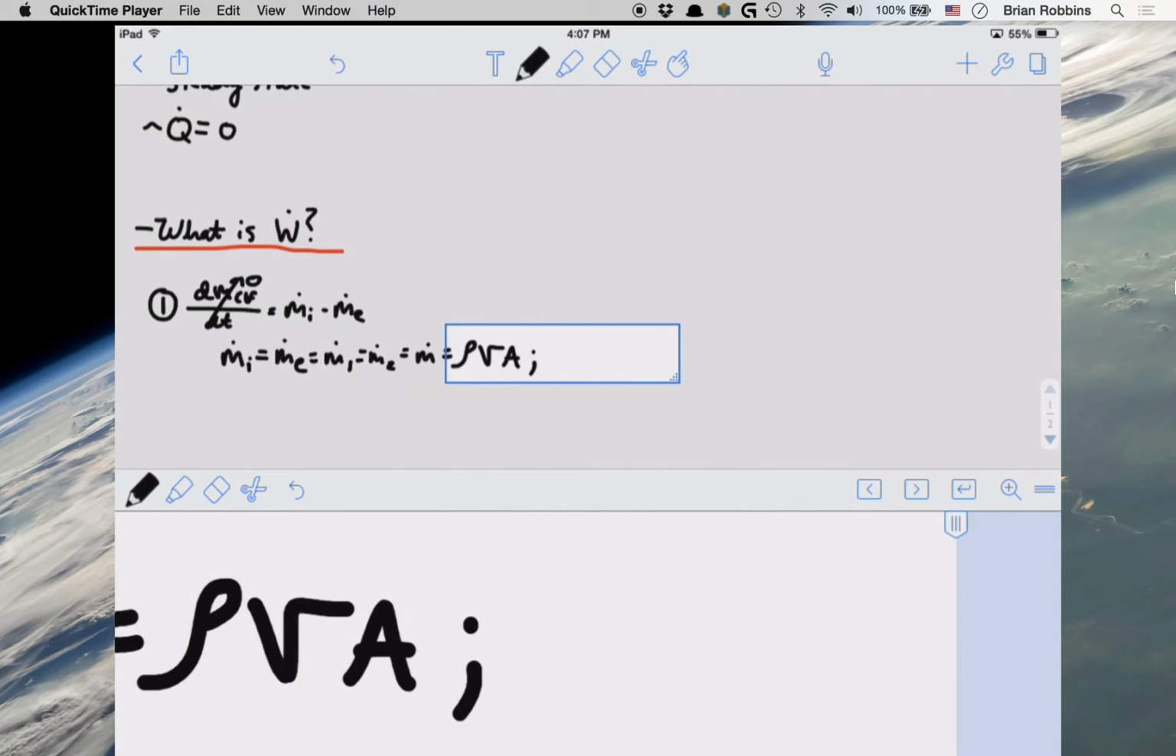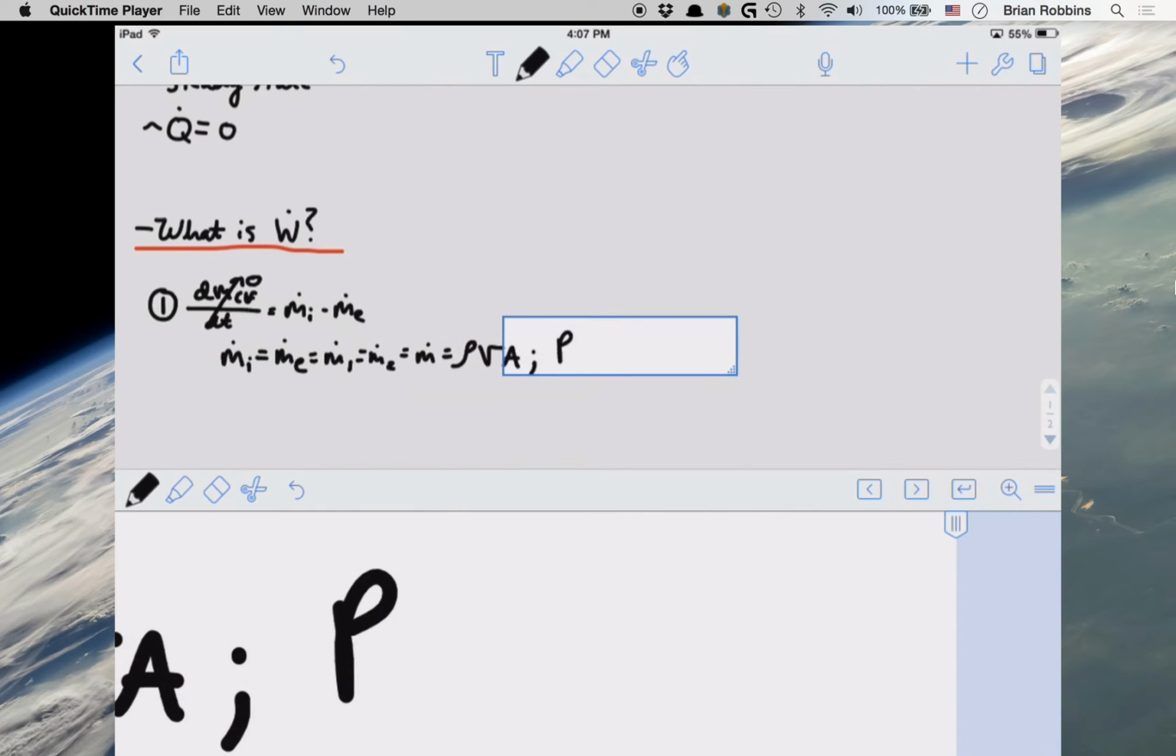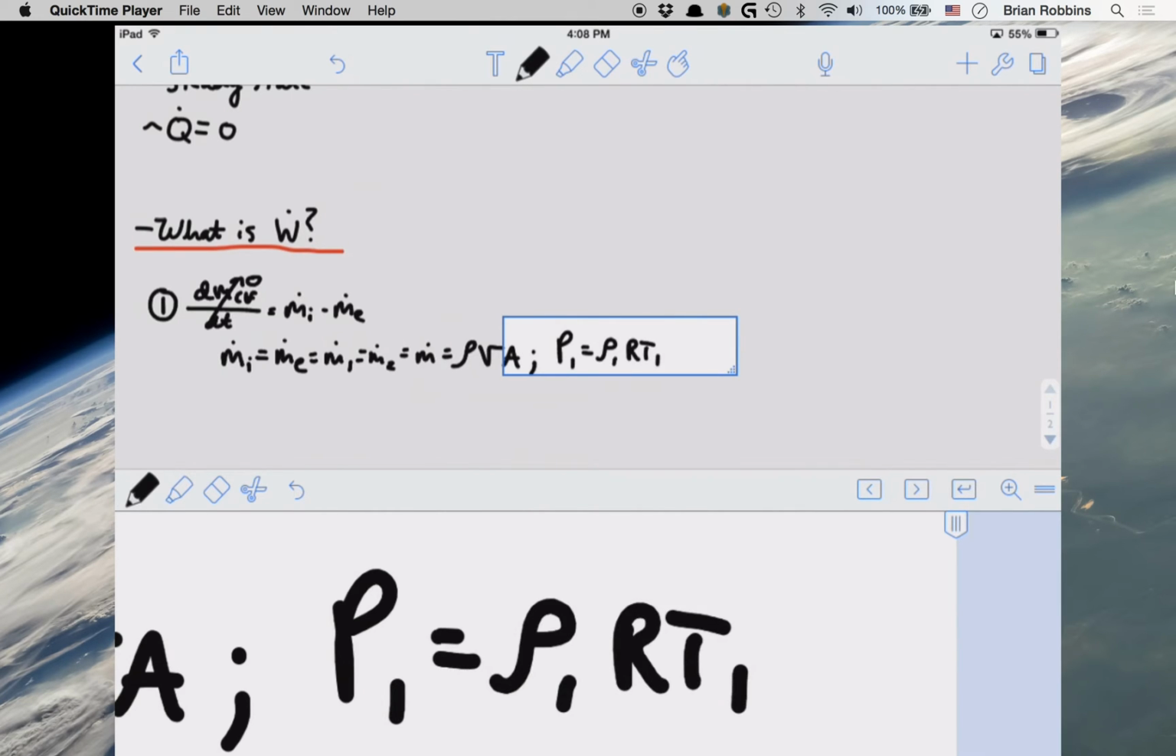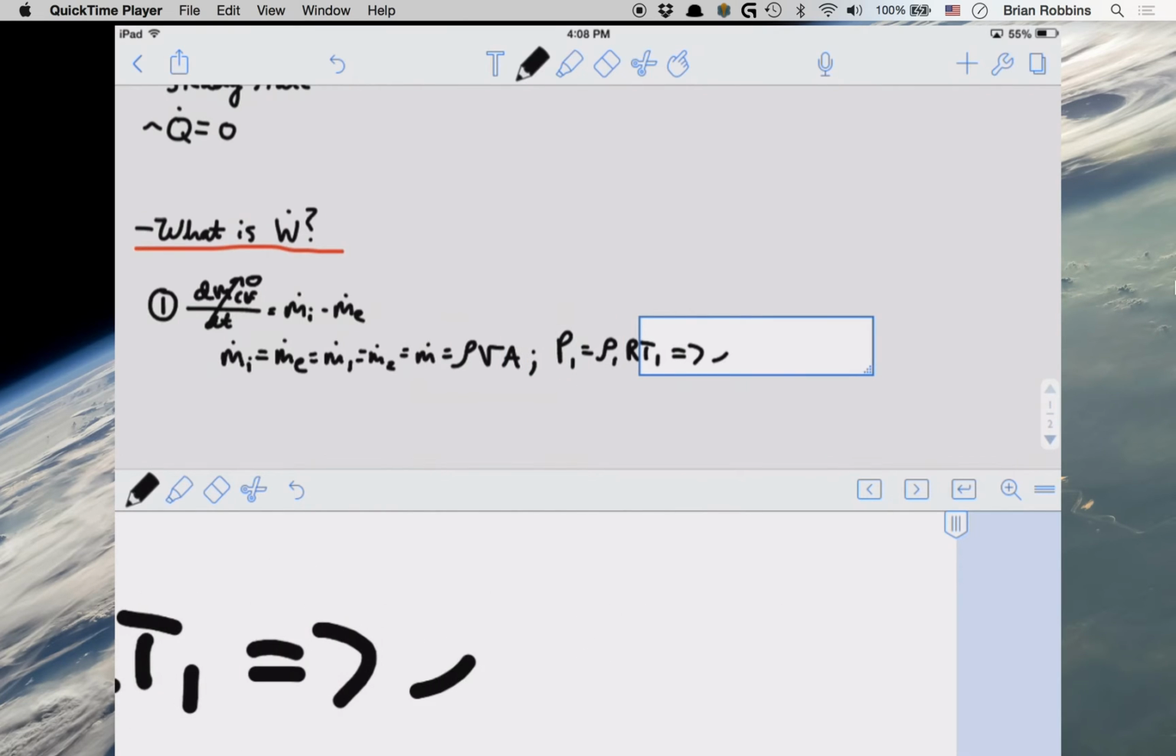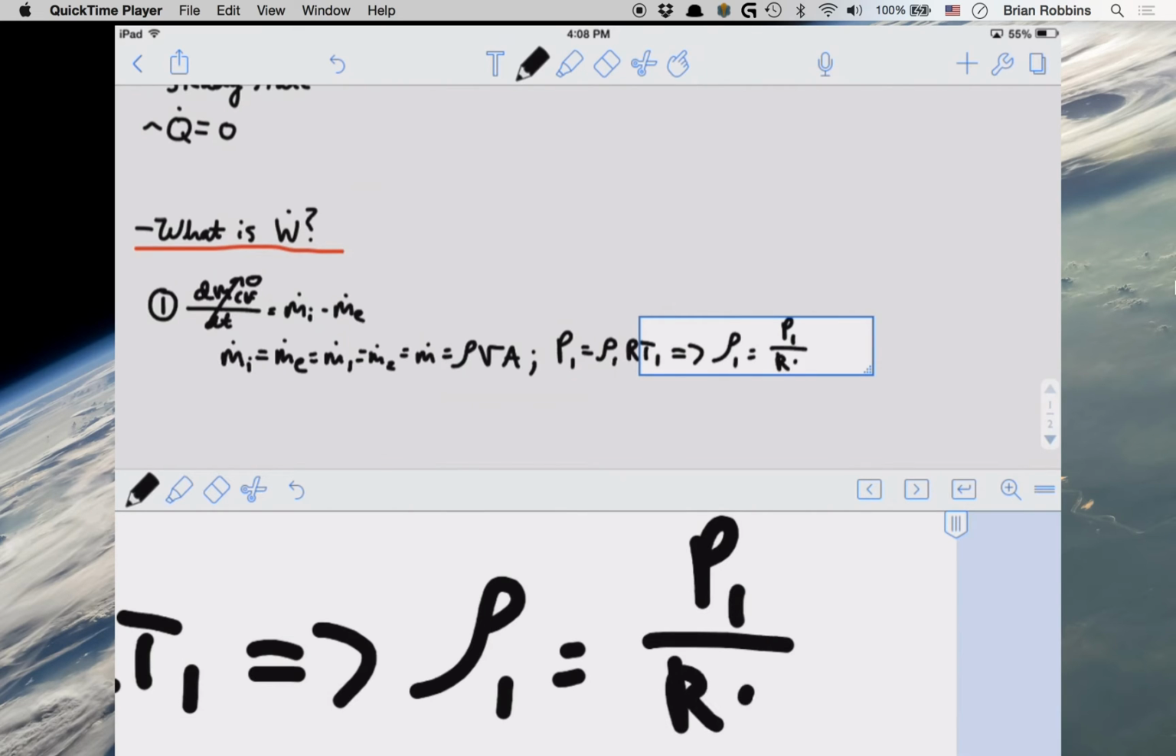Okay, so let's go ahead and calculate the density, or derive the expression that we can use to calculate the density at the inlet. So we're going to use our ideal gas, which is one of the assumptions that we made previously, at our inlet conditions. So we have P1 is equal to rho 1 R T1. Now if we solve this for rho, we get rho 1 is equal to P1 divided by R T1.